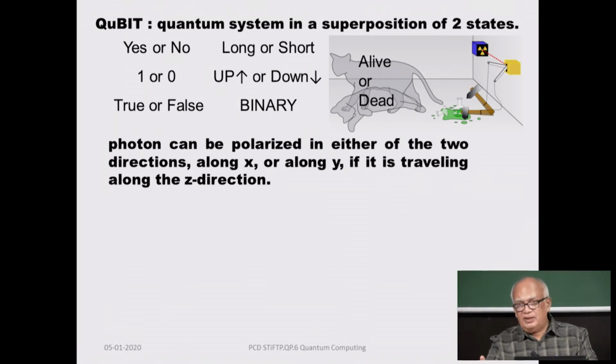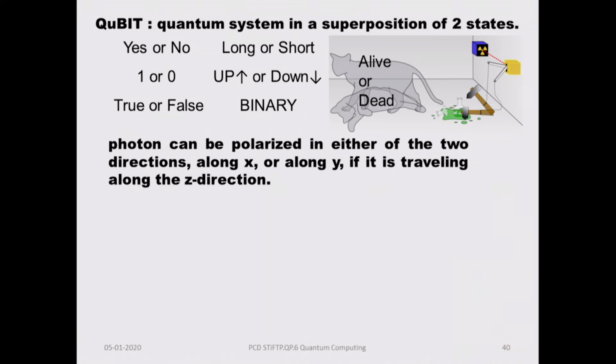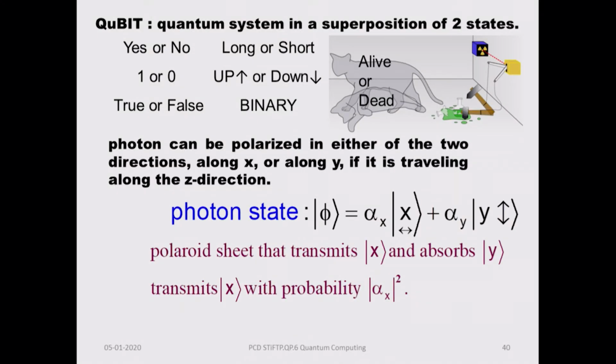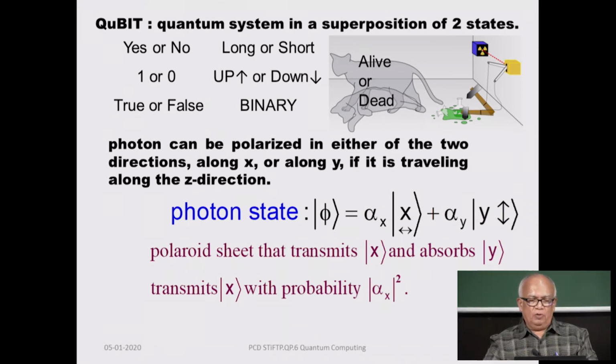A photon is in that state because it can be polarized along the x axis or along the y axis, and you can represent a photon state as a superposition of the horizontally polarized component and the vertically polarized component. Both of these are orthogonal to the direction in which it propagates. If you use a polarized sheet which will transmit only the x component and not the y, then it will transmit the x component with a certain probability, and that probability is given by the modulus square of that coefficient.